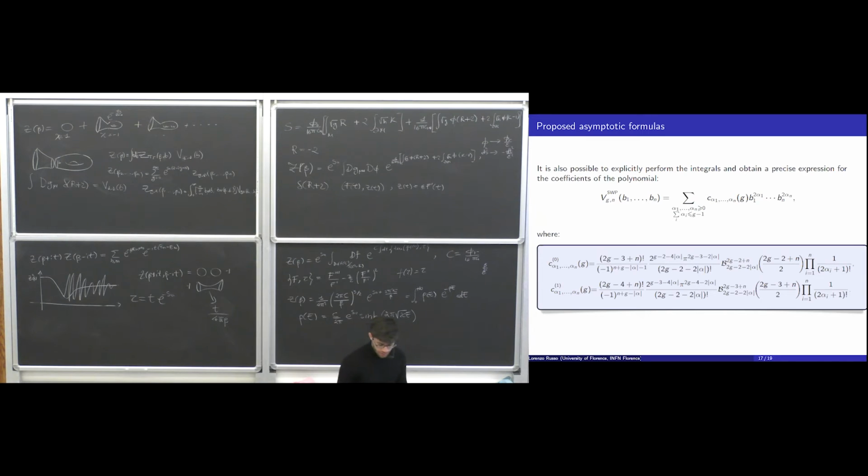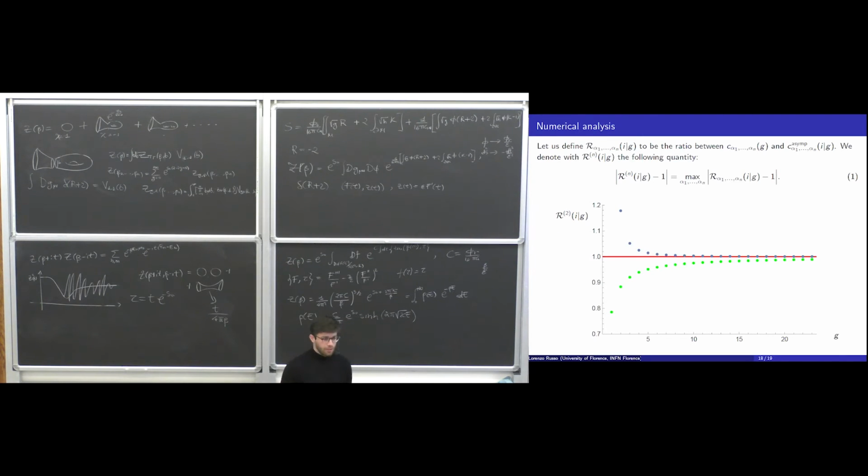Okay, and so what we did to compare our result with the true result of the volumes is we defined this ratio R to be the ratio between the coefficients of our proposed polynomial and the coefficients of the true polynomial. And we took the worst of these ratios, meaning the one that is farthest from 1, and we plotted it here in the graph. The green dots are the results for the, let's say, leading order asymptotics that we proposed, and the blue dots for the first correction added.